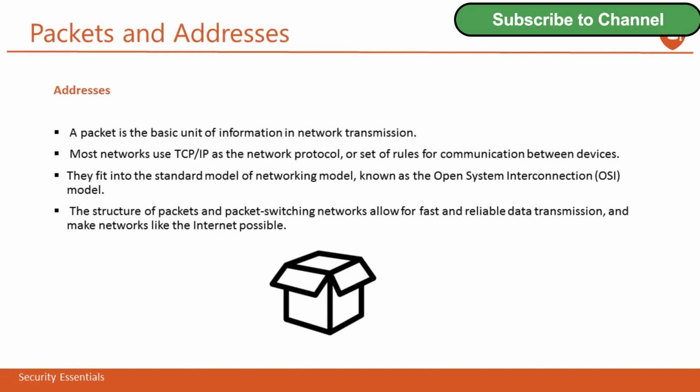A packet is the basic unit of information in network transmission. We communicate in a packet form whenever data is transmitting over the internet. Most networks use TCP/IP as the network protocol, or a set of rules for communication between devices. They fit into the standard model of networking protocols known as the OSI model. The structure of packets and packet switching networks allows for fast and reliable data transmission and makes networks like the internet possible. Whenever we are connected with the internet, we have a unique IP address and the data is transmitting in a packet form, and that particular packet is transmitting between unique IP addresses.